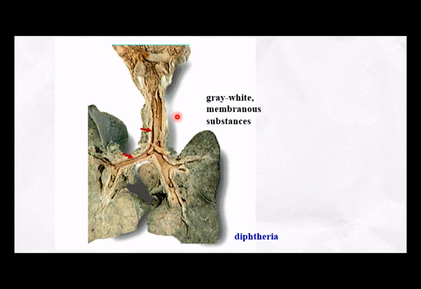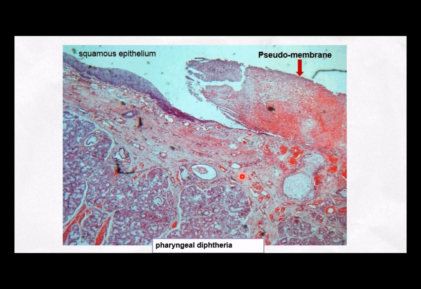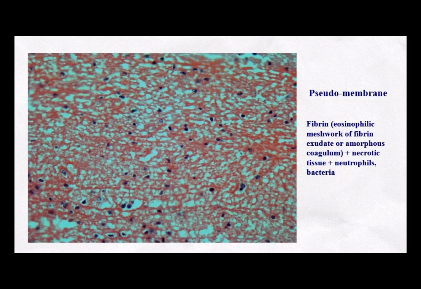The mucosal surface of trachea and bronchi is covered with a thick and gray-white membranous substance. The exudate is called pseudomembrane. At low power, the mucosa shows degeneration and necrosis with fibrinous exudates. There is a thick layer of pseudomembrane covering the surface of the mucosa. At high power, we can observe that the pseudomembrane is composed of fibrin, necrotic tissue, and neutrophils. The eosinophilic meshwork of threads or amorphous coagulums are fibrin.